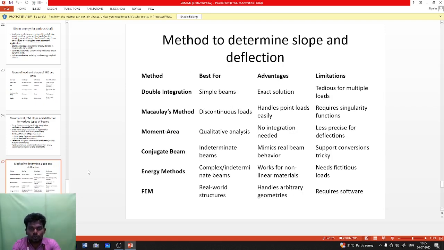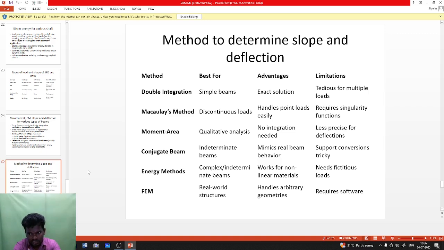Methods to determine slope and deflection. The methods are each best for certain cases, with advantages and limitations. For double integration, it's best for simple beams, and the advantage is an exact solution. The limitation is that it's tedious for multiple loads. Macaulay's method is best for discontinuous loads, and the advantage is that it handles point loads easily. The limitation is that it requires singularity functions.